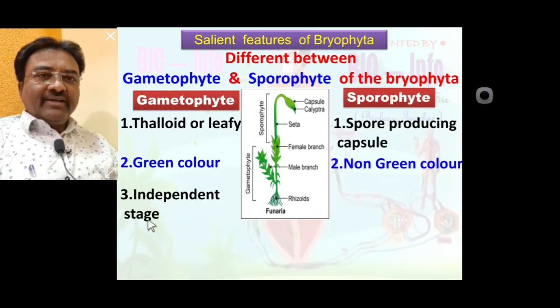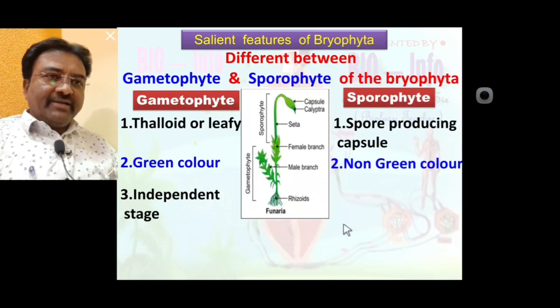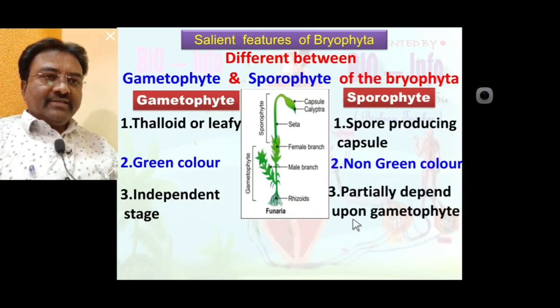Gametophyte is an independent stage because it prepares its own food material. It contains photosynthetic pigment. The sporophytic stage is partially dependent upon the gametophyte, because the gametophyte prepares its own food material and provides it to the sporophytic stage too. So the sporophyte depends upon the gametophyte, but the gametophyte is an independent stage.